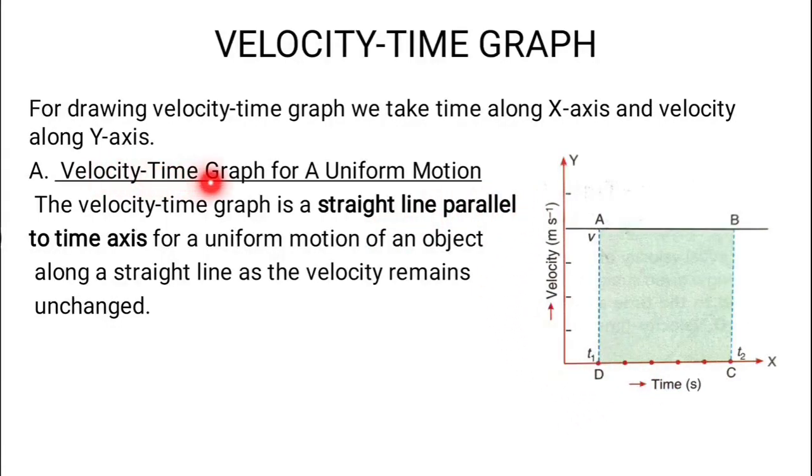Let us study the velocity time graph for a uniform motion. For a uniform motion of an object along a straight line in a given direction, we know that the speed of the object is constant and also the object is moving in a given direction, so direction is also not changing. It means that the velocity of the object is constant at every instant of time for uniform motion. Hence, the velocity time graph for uniform motion can be represented as a straight line parallel to the time axis.